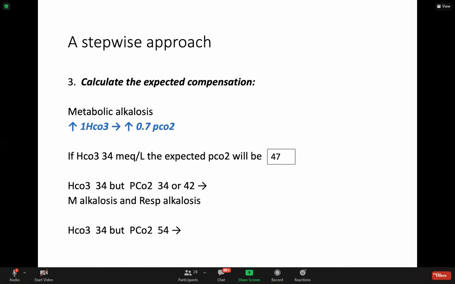ممتاز. طيب ماذا لو كان PCO2 is 54؟ ما كان 47، كان أعلى من ذلك، كان 54. So what do you call this? Metabolic alkalosis and respiratory acidosis. There is something keeping the CO2 higher than what I expect. So this guy has metabolic alkalosis and respiratory acidosis.